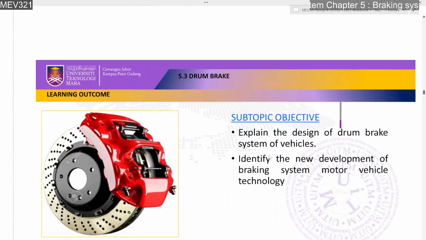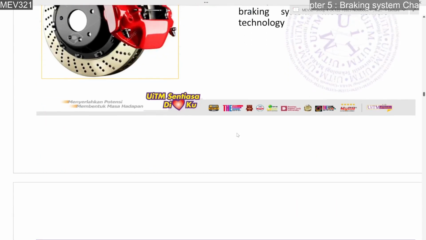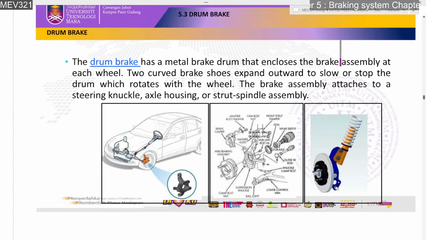So kita pergi ke subtopik 5.3, spesifik khas untuk drum brake. So 5.4 nanti pasal disc brake. Okay, kita tengok pasal drum brake.